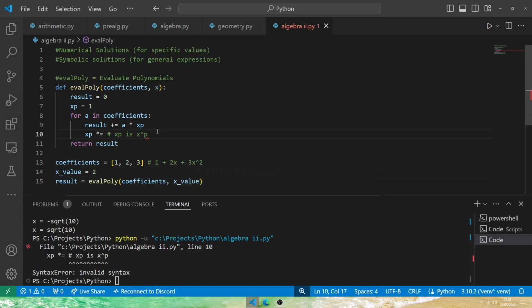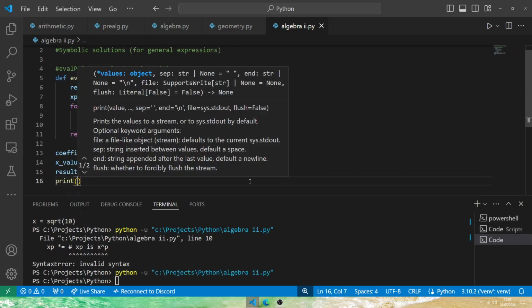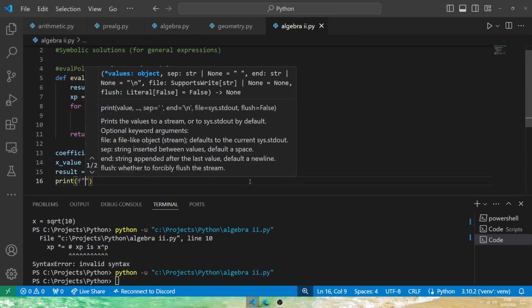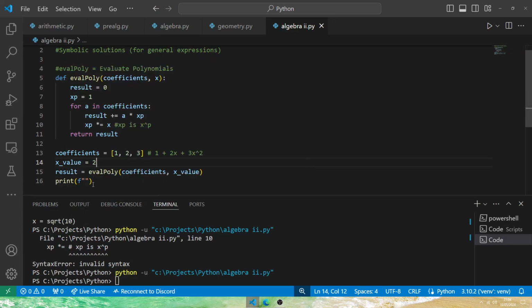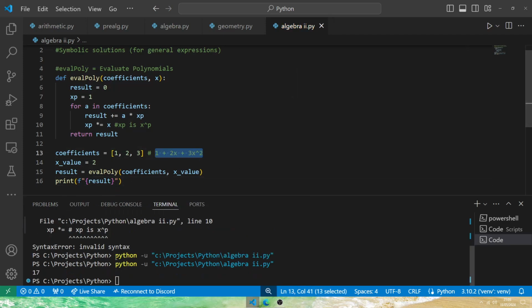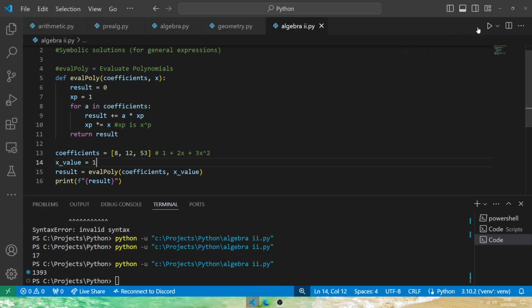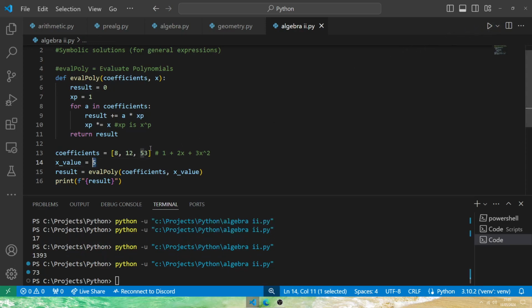It doesn't like my comment here. Oh, because I forgot to put the x in. There you go. And then here I could just print, make an f-string, so I'll just pass in the result. So this equation here equals 17. And if we were to change these around to 8, 12, 53 or something, and we change the x value to 5, we get that number. If we change this back to 1, we get that number.